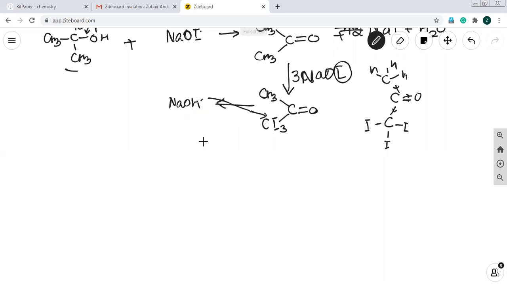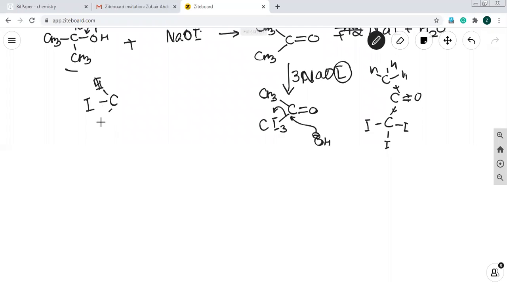Okay. Or we can put it like this. See, OH will attack here, and this will be removed. I'll write the mechanism. Let me remove all this stuff. OH attacks here on this carbon, and this bond forms a carbanion. It forms a very stable carbanion.